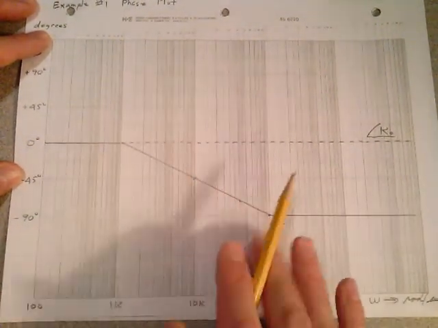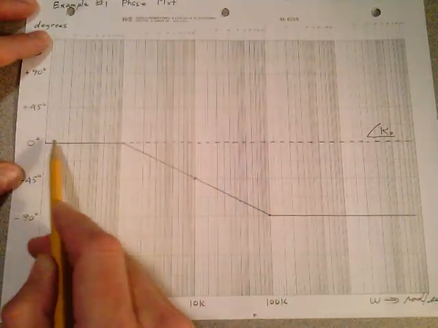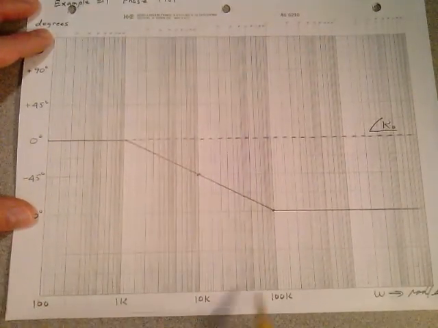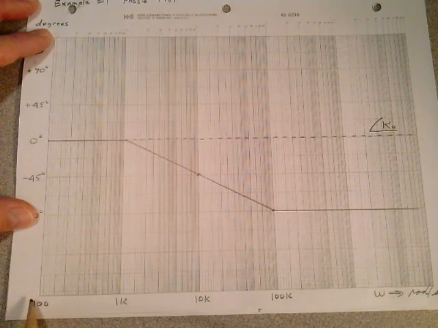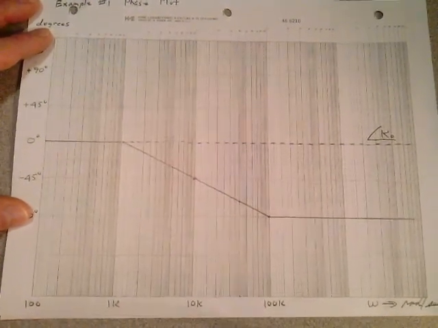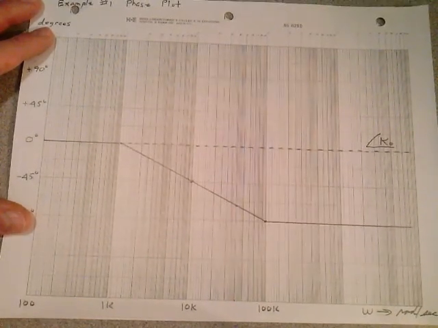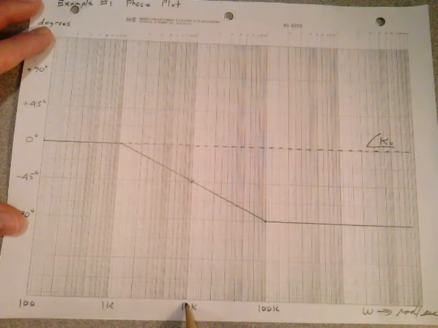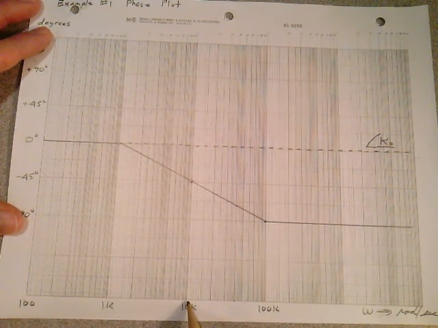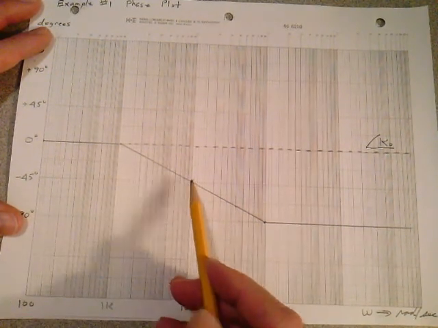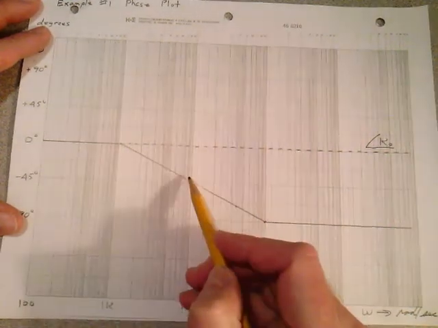So right now in your log paper, you just have a dashed line from this point the whole way to this point. You can never get DC down here. The frequency gets smaller and smaller and smaller. So there's no DC point on this radian frequency scale. And at the break frequency, it's a pole. At 10K radians per second, go back and look at the transfer function. It's a pole. And we know poles are at minus 45 degrees at the break frequency. So I come down, I put a dot right there.